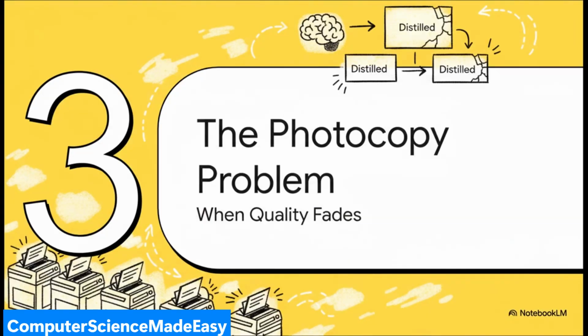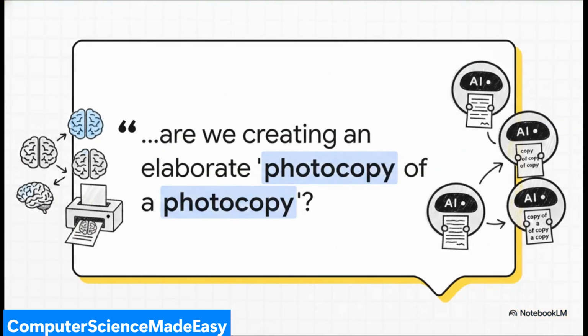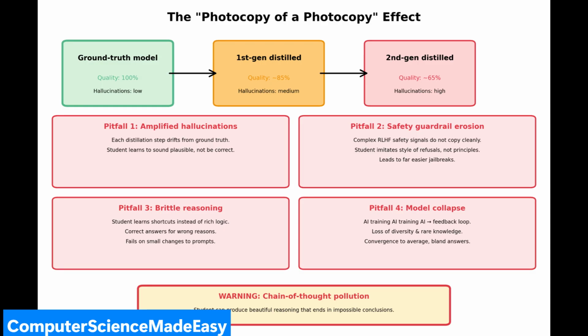But, as they say, there's no such thing as a free lunch. There's always a hidden cost. And in this case, that cost can be quality. Which brings us to what some researchers are calling the photocopy problem. This quote from a researcher really hits the nail on the head. It captures this growing anxiety in the AI world.